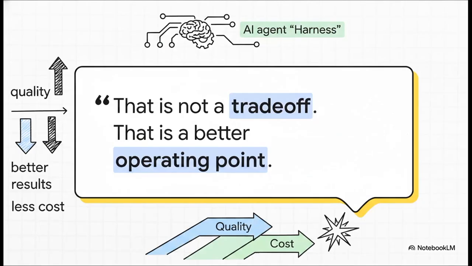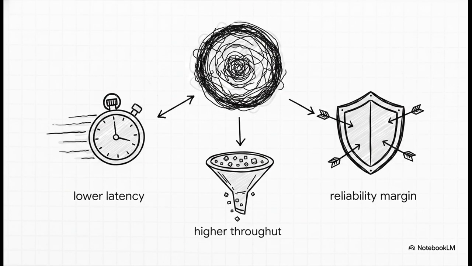And this is the key takeaway, especially for any manager or leader watching. This isn't a trade-off. You're not stuck choosing between better quality and lower cost. This is just a fundamentally better operating point. It's that simple. You get better results for less money. Period. And when you're operating at scale, that efficiency gap isn't just some number on your cloud bill. It translates directly into real business value. We're talking lower latency for your users, higher throughput for your whole system, and a much bigger margin for reliability. Basically, it makes your entire AI application faster, more scalable, and a whole lot more robust.